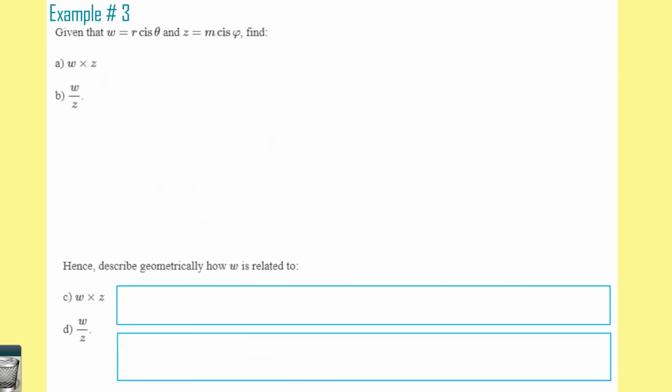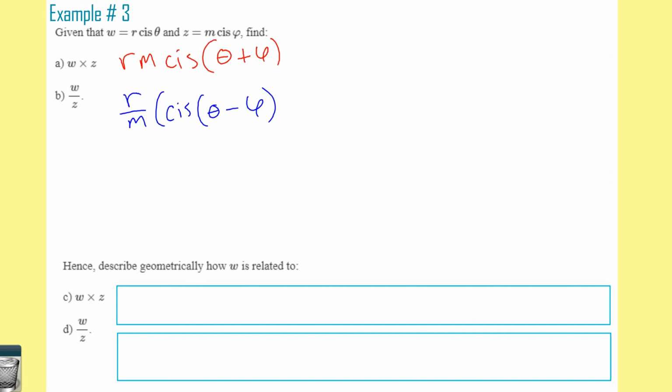Okay, so given that W is r cis theta and Z is m cis mu, find W times Z, and W over Z. Hopefully these are pretty easy to answer. That was just doing our basic formulas, right? R times m, add the angles. R divided by m, subtract the angles. So what does that mean?